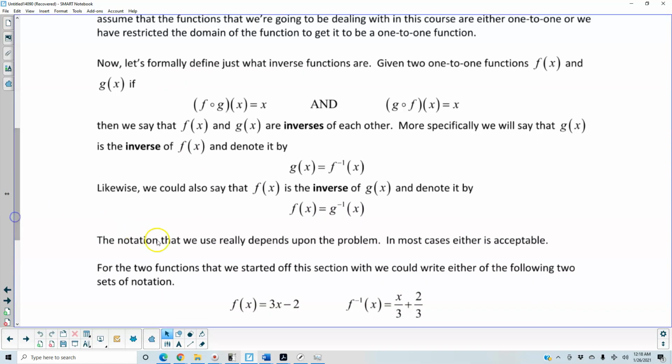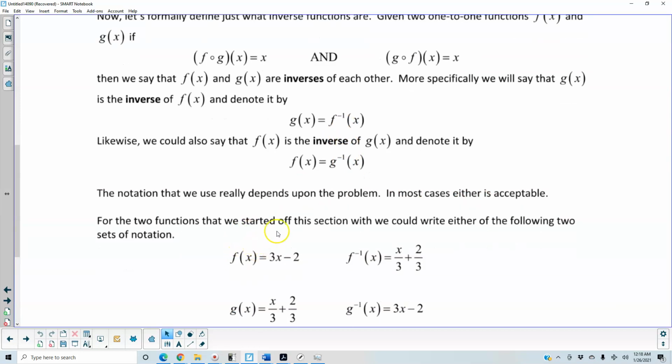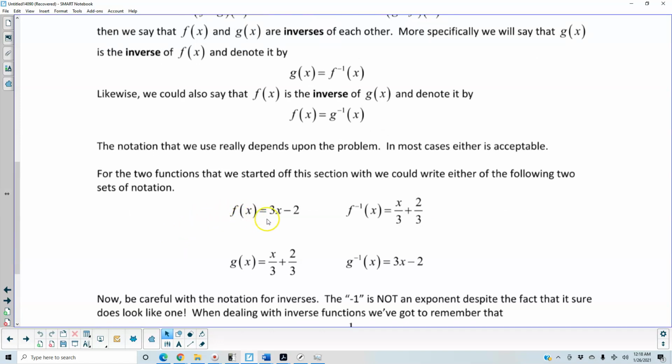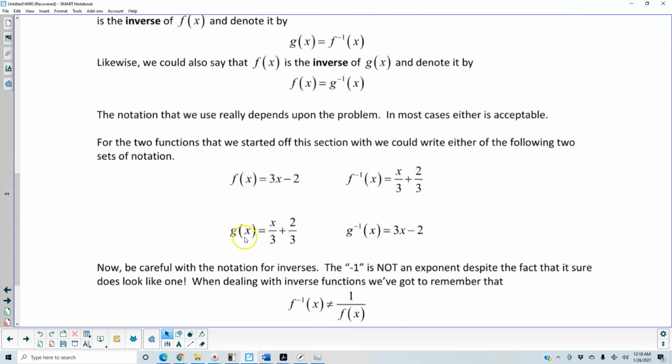Now, the notation that we use usually depends upon the problem, and in most cases, either is acceptable. And remember, this -1 represents inverse, not an exponent of -1. Now, for the two functions that we started off this section with, we could write either of the following two sets of notations. We can say that f of x is equal to 3x minus 2, and then f inverse of x is equal to x over 3 plus 2 over 3. Or we can write g of x is equal to x over 3 plus 2/3, whereas g inverse of x is equal to 3x minus 2.